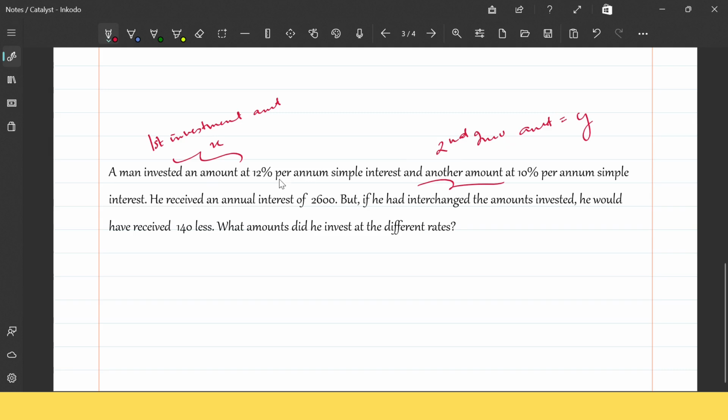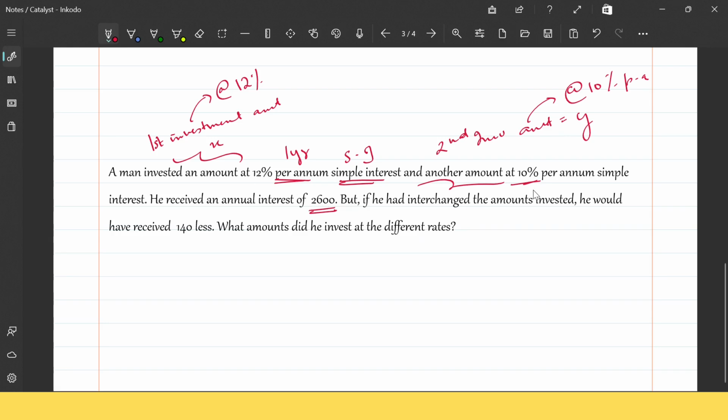Fine. Per annum means for 1 year. Simple interest. This investment is at the rate of 12% per annum, and this investment that he made is at the rate of 10% per annum. Simple interest it is. He received an annual interest of 2,600 rupees. Means from this investment he will be receiving some interest, and from this investment also he is receiving some interest. Together the sum of these is 2,600 rupees.